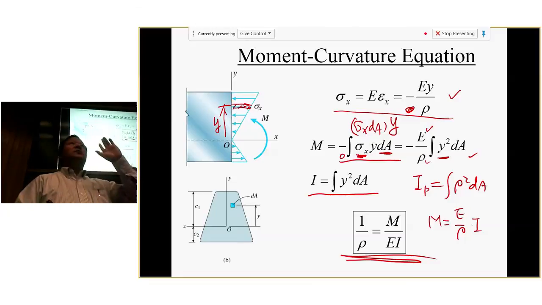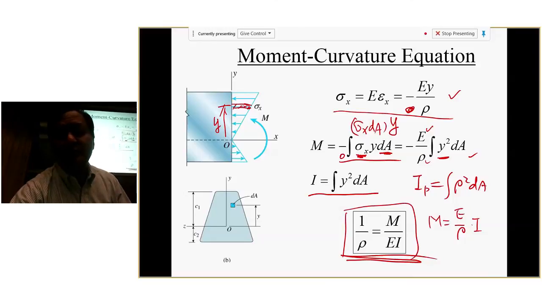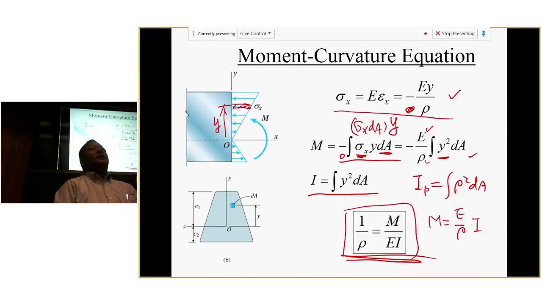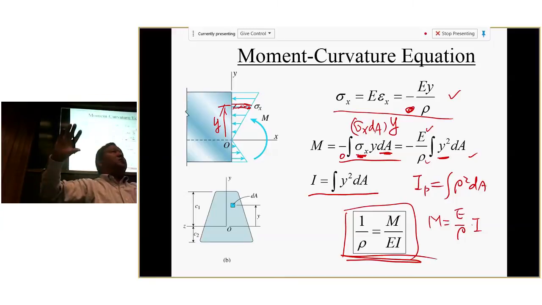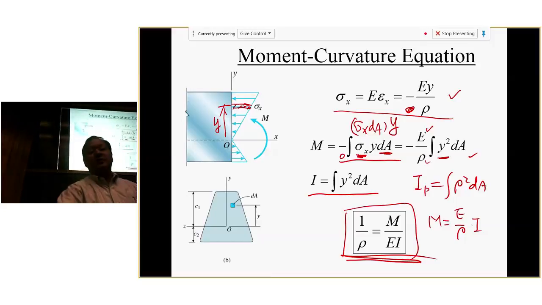So in summary, now we have this equation. It says the curvature generated by the bending. Why do we say curvature? It's 1 over rho, 1 over the radius of curvature. That's called curvature, so 1 over rho equals M over EI. If you know how much moment you apply, then you can calculate how much curvature, how much bending you generate. What's the radius of curvature of that beam generated by the moment M? It's given by this equation.